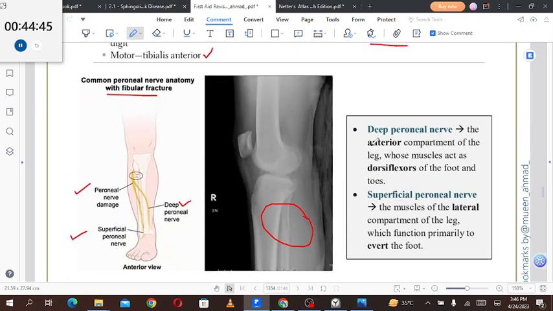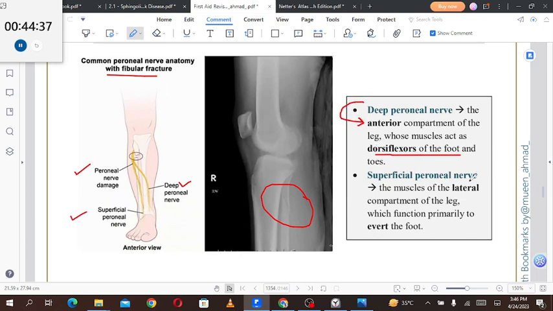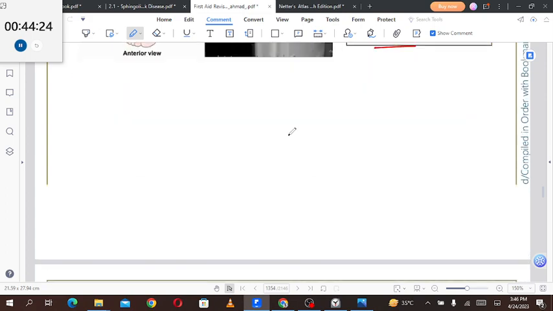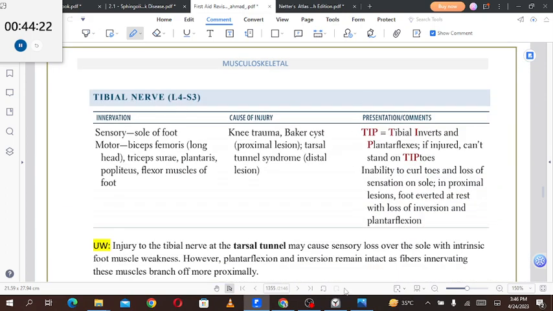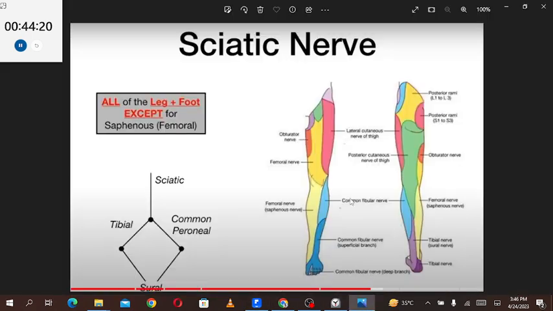Deep peroneal nerve, the anterior compartment of the leg: the whole muscle group acts as dorsiflexors of the foot. So the deep peroneal nerve is supplying the anterior compartment of the leg, while the superficial peroneal nerve supplies the muscles of the lateral compartment of the leg, which function primarily to evert the foot. So the superficial peroneal nerve is for eversion, while the deep peroneal nerve or deep fibular nerve is for dorsiflexion. Okay. Before moving to the tibial nerve, I would like to see the dirty mnemonics for that.